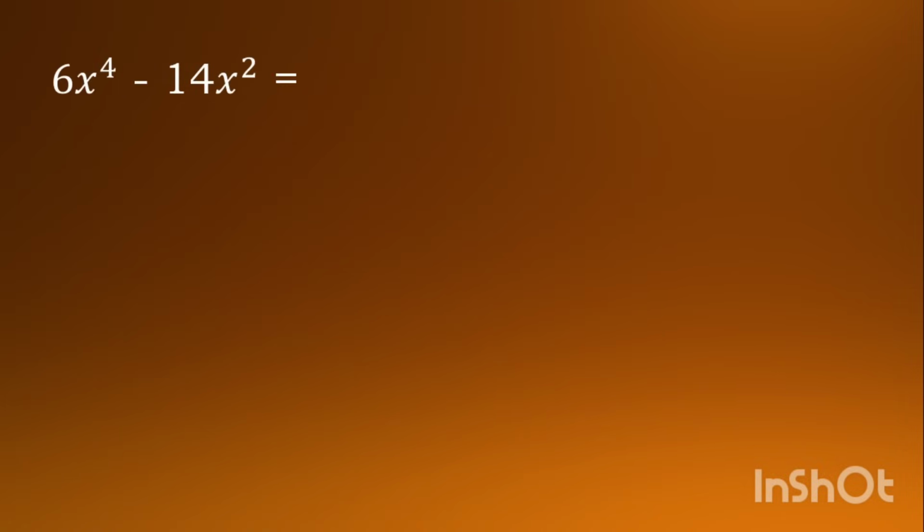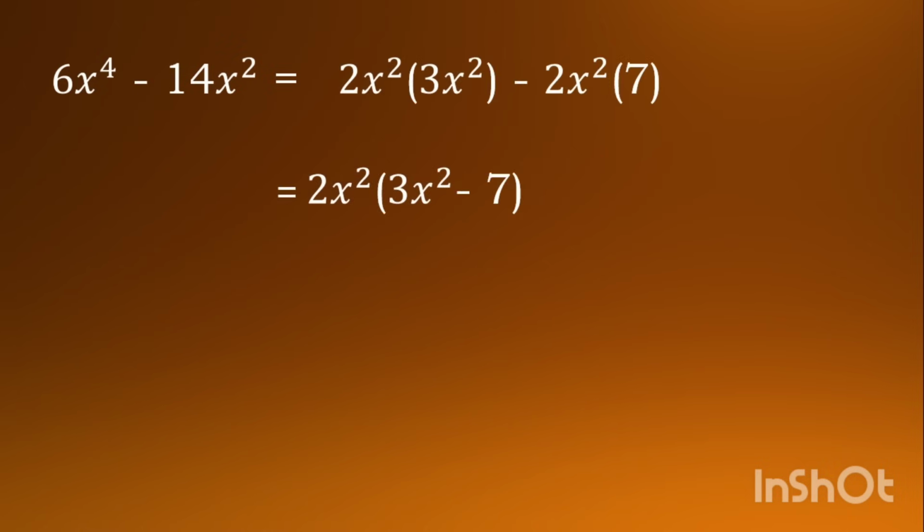Next, 6x raised to 4 minus 14x squared. So, same procedure. Baba si GCF and then enclose by the parenthesis or factor natin yung 3x squared. Copy the sign, and then bring down 7.